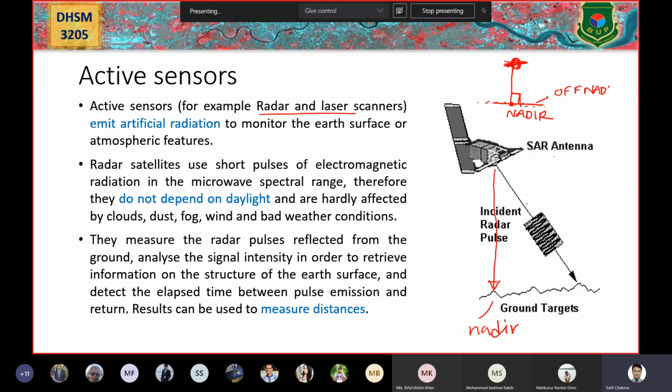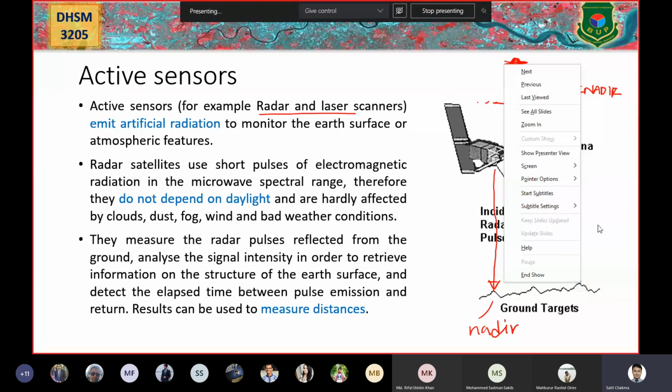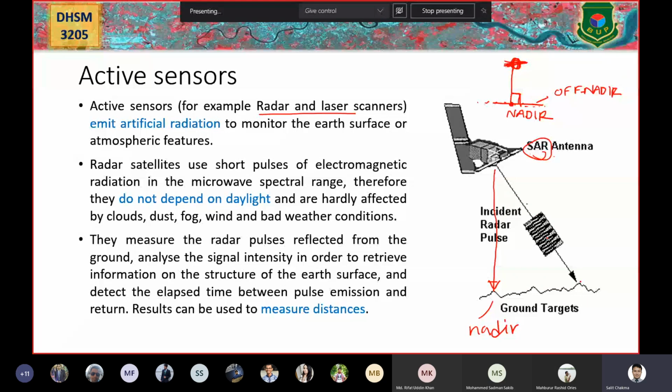In SAR technology, all the points are normally off nadir, because what SAR does is it sends the signal not perpendicularly, rather at an angle. So SAR would be collecting the signal from this plane, and everything here is off nadir. On the other hand, in optical sensors, for example Landsat, things are collected at nadir point.